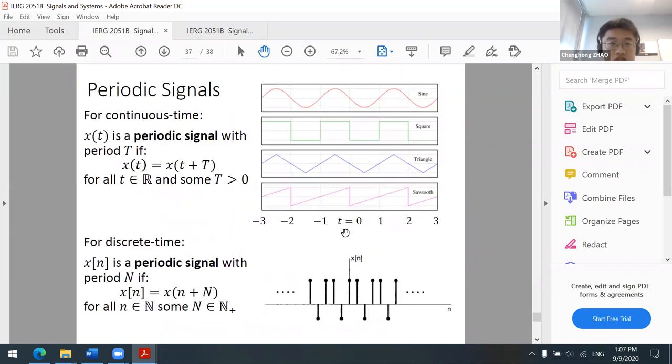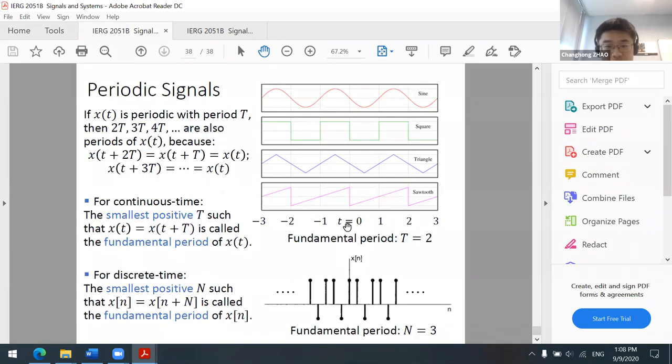And finally, we introduced the concept of periodic signals for both continuous time and discrete time. A periodic signal is basically a signal that repeats its own pattern, or a signal that is identical after shifting by a certain amount. And we introduced the concept of fundamental period as the smallest positive number that is ever possible to be a period. In other words, the smallest number by shifting by which we can obtain the same signal.